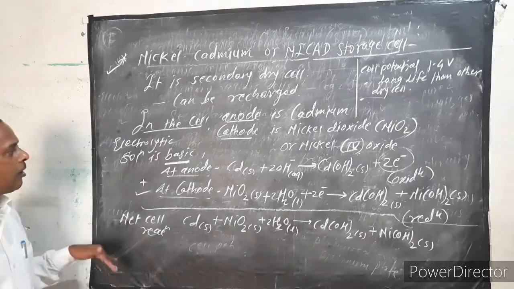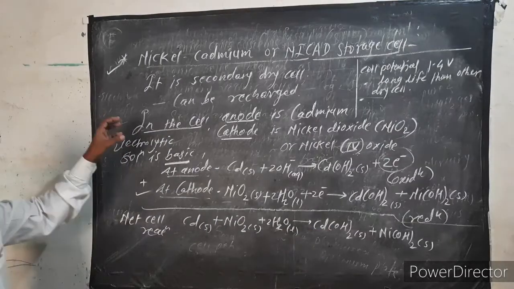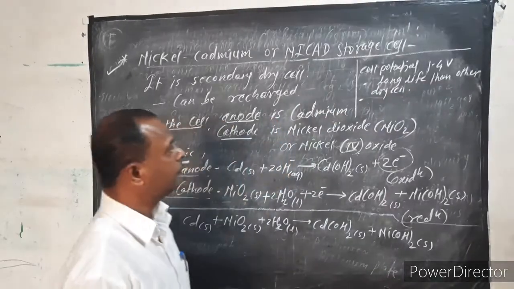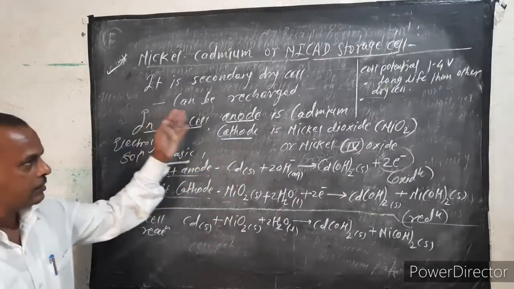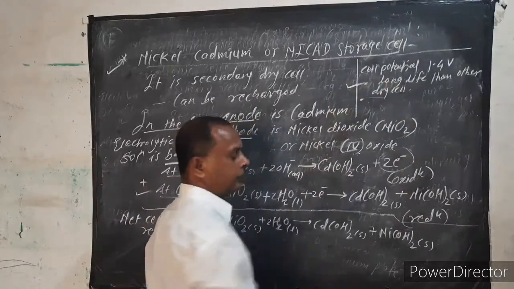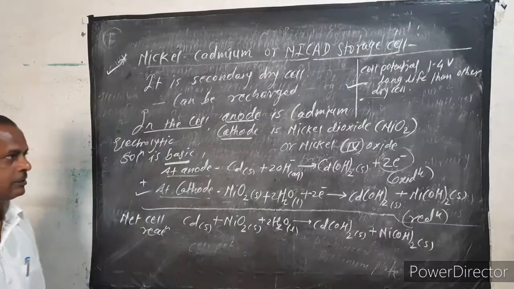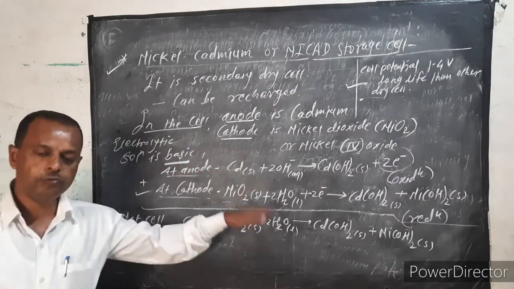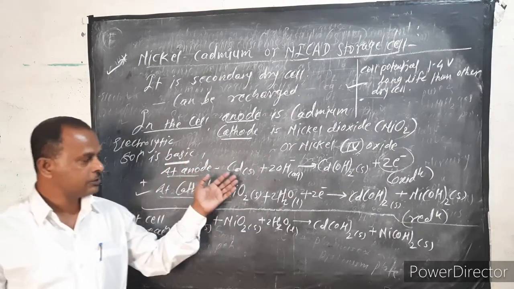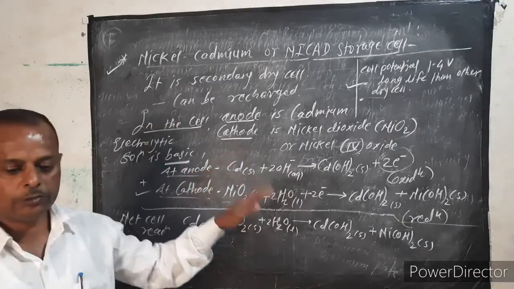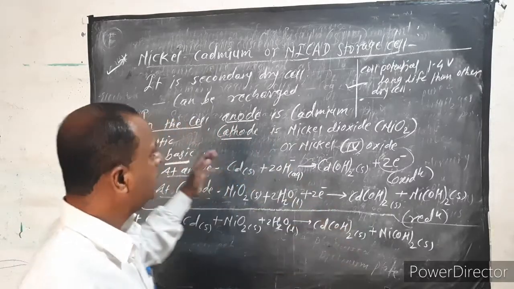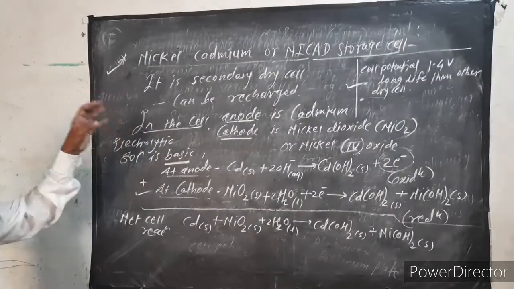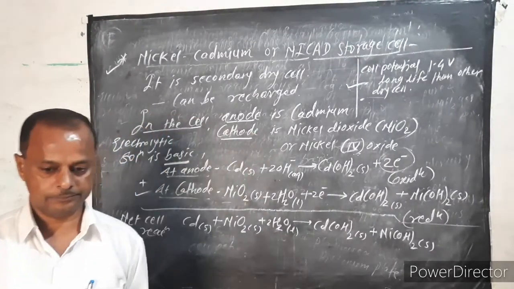So the nickel cadmium cell is a very good cell. Its cell potential is 1.4 volt. The NICAD cell also has a long life compared to other dry cells, and generally it is useful in electronic watches, photographic equipment, and calculators. A lot of instruments use NICAD storage cells.